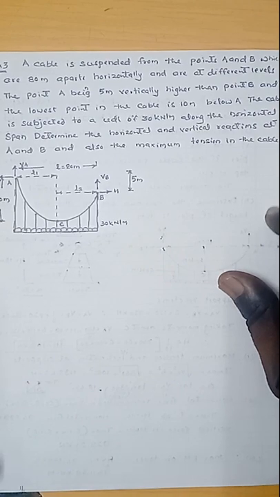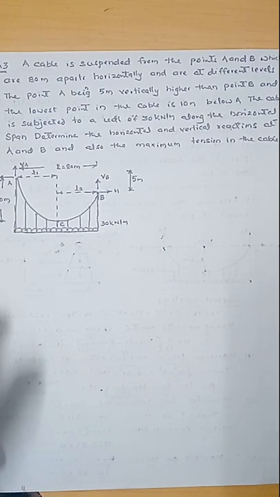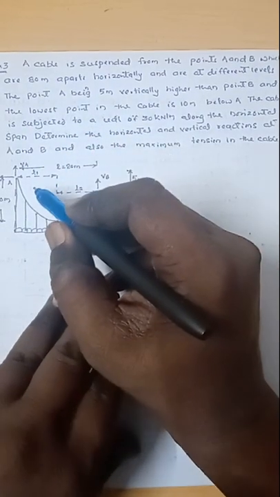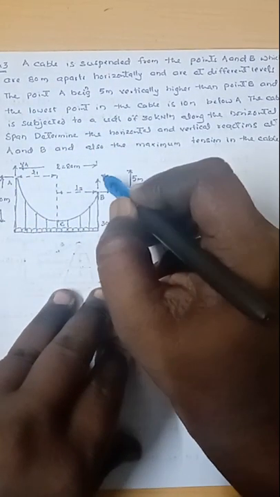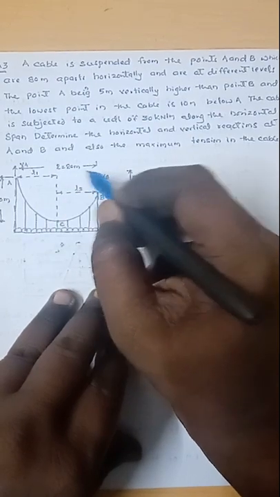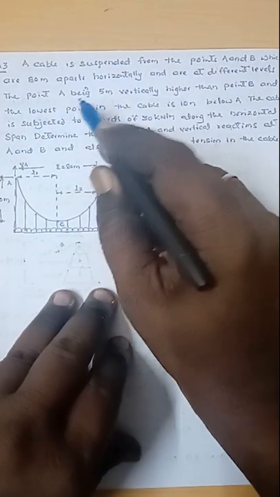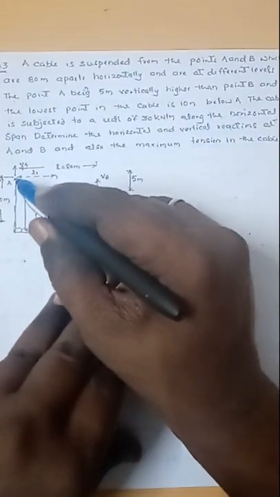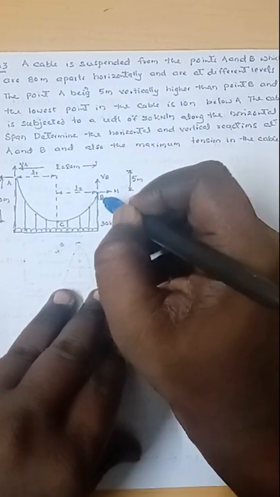First read the problem and draw the diagram. Here A and B are 80 meter apart. The length is 80. Then A being 5 meter higher than point B. This height is 5 meter.